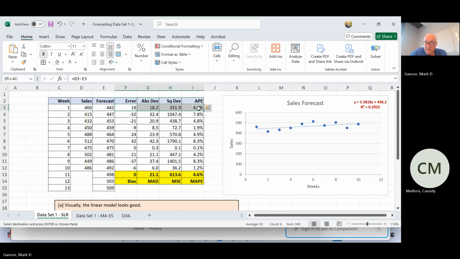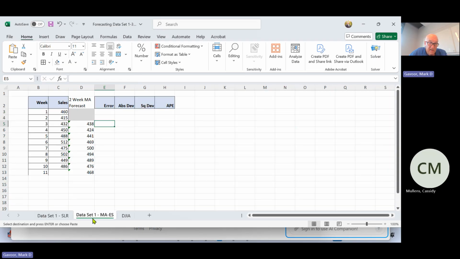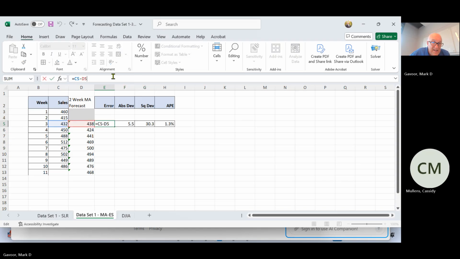Yes? Let's copy this. I'm lazy or efficient. And I paste. Now, the problem is, make sure it's the right thing. It's C5 minus D5. Yeah, that's what error should be. That should be E5 absolute value. Yes, E5, F5 squared, and then F5 divided by C5. And if you highlight it, it tells you F5 divided by C5. Yes, that's exactly what I want.